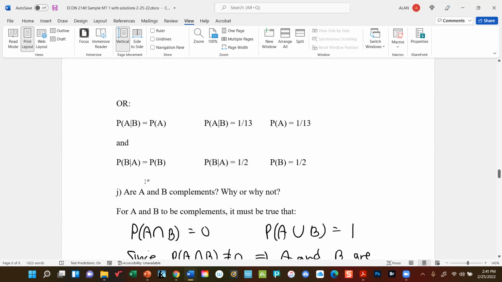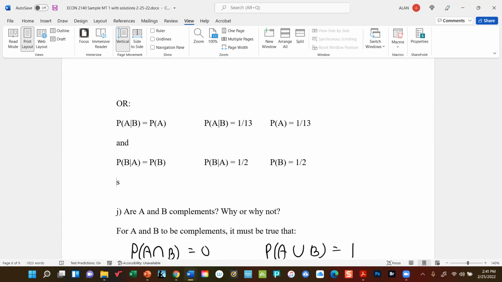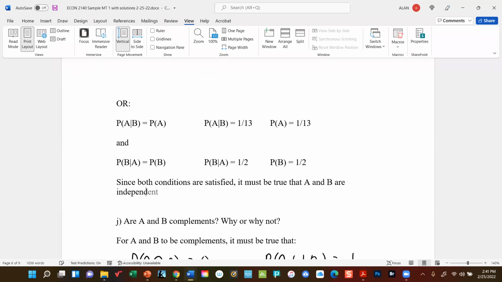Okay, let me just add that here. Since both conditions are satisfied, it must be true that A and B are independent.